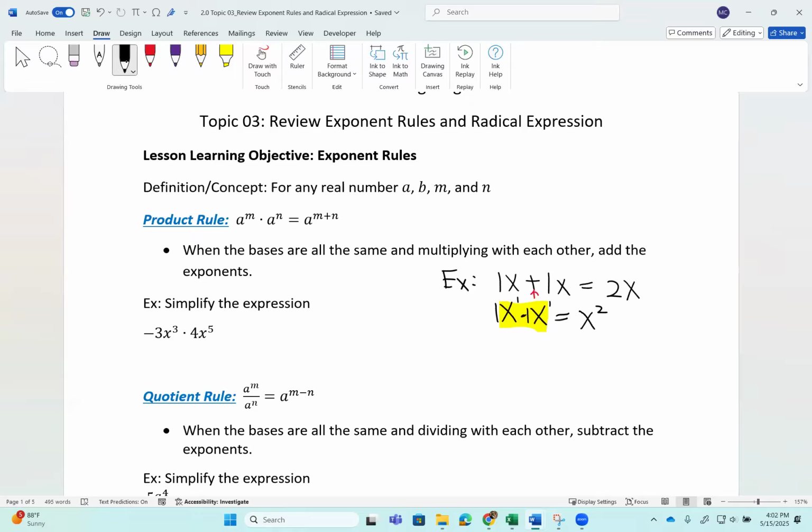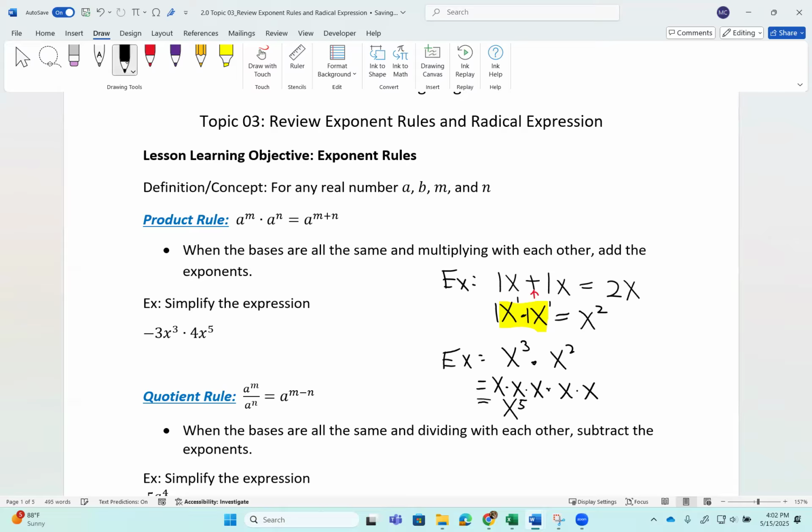All right. So let me quickly explain why we add the exponent. For example, if I have x to the third times x squared, x to the third means x times itself 3 times, right? Times x squared means x times itself 2 times. So when it comes to multiplying variables, we add the exponent because now if you count, I have 5 x's being multiplied together. That's why it's going to be x to the 5th power.